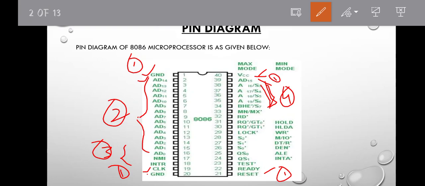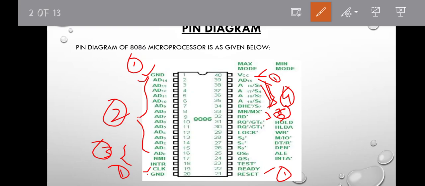And in the fifth step we have to remember pins 30 to 33. These are the minimum and maximum mode pins and bus high enable, and S4, S5, S6, S7. Here these are the continuation, and after that the address lines are also completed, up to A19. After that we have one pin, BHE. BHE is nothing but bus high enable.